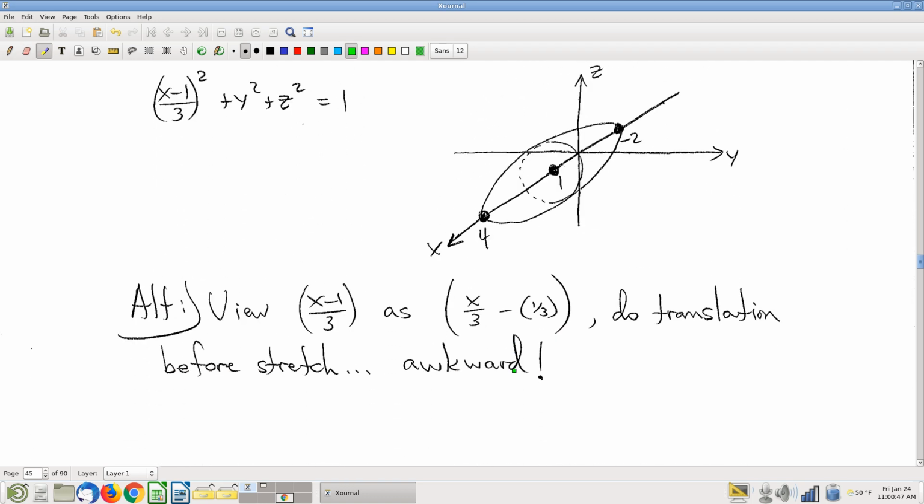Otherwise, if you do it this way, you're stretching something that's already been shifted, and so the center moves in the stretching, and it's just weirder, right? So I encourage sticking with doing the stretch first and then the translation. I just think it's easier overall. It's a great question. Yeah, thank you. Okay, so heads up. Be careful with that.